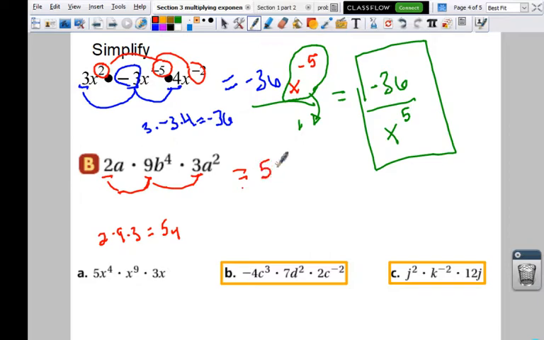So I got 54. But let's look in here. I have an A, I have a B to the 4th, and then I have an A squared. What did we say? Got to think back to that second slide. Can I put together this A and this B? No. I can only put this A with this A together. So I'm not going to add all three. I'm just going to add these two together.